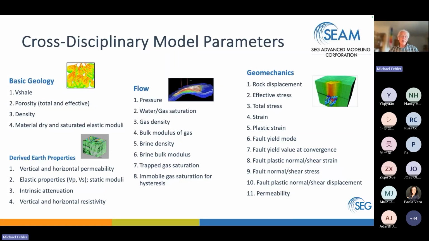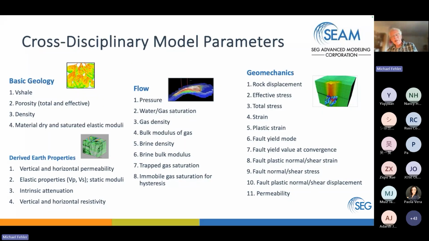And previous SEAM projects, a lot of them just worked out on the left side here. SEAM phase 1, where we were modeling the Gulf of Mexico, we started with the basic geology, and we went to the derived earth process properties that are important for geophysical simulation. But now we've added an enormous number of parameters, both from the reservoir response to flow and then the geomechanical response of the reservoir. So these are all the parameters that we're defining in our current model. Our next generation model is going to have actually more parameters. So there's a lot of parameter outputs, and then we have to figure out how to combine them in an effective and realistic way.